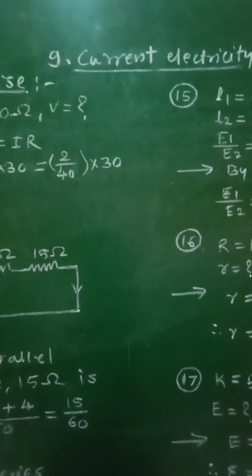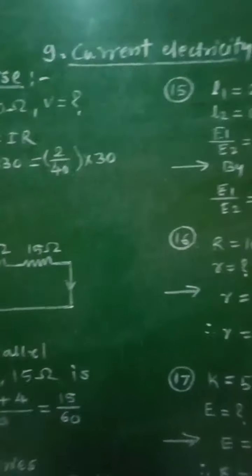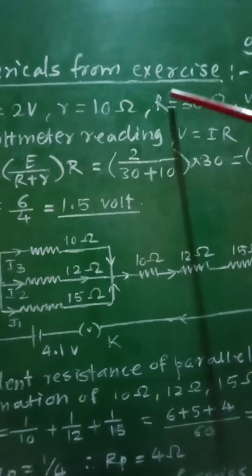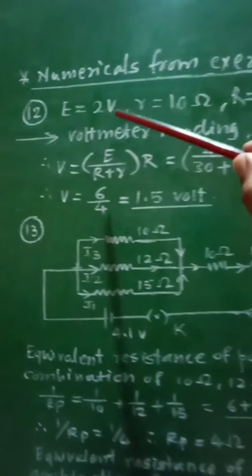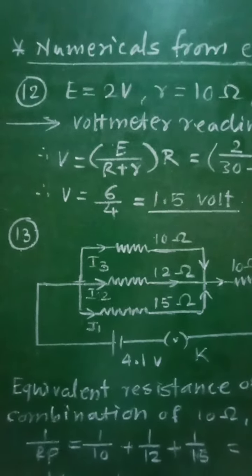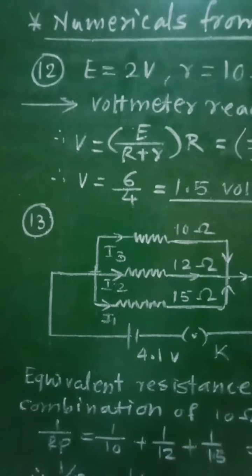Class 12th, Subject Physics, 9th chapter, Current Electricity. From the chapter, let us see numericals from exercise. Let us see numerical number 12, which is given as: a voltmeter has resistance 30 ohm.